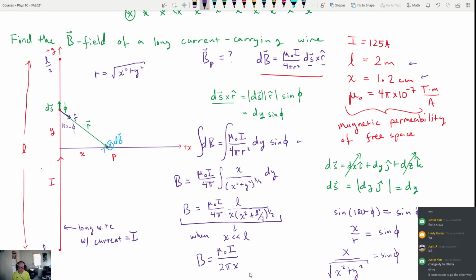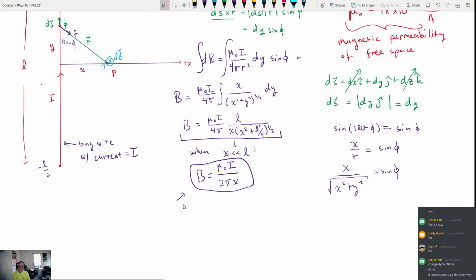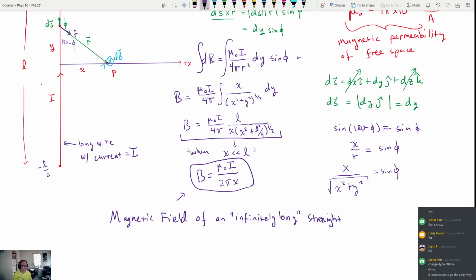This is the result you all are going to use a bunch in this class. So this is the magnetic field of, it's technically an infinitely long wire, but it'll be for pretty much all wires for us. But the key thing is this is a straight wire. So it's a wire that is straight up and down, okay? So we're going to use this result a lot.